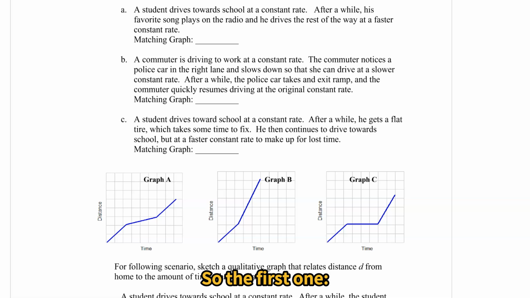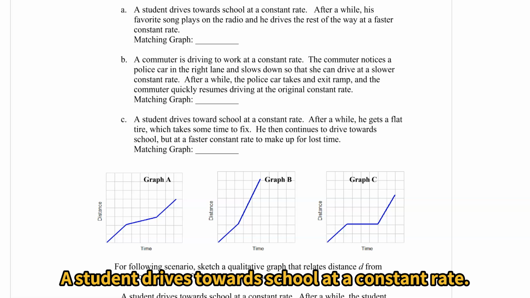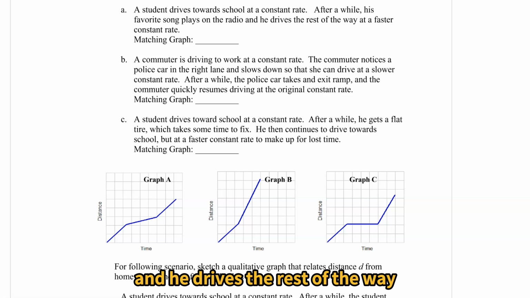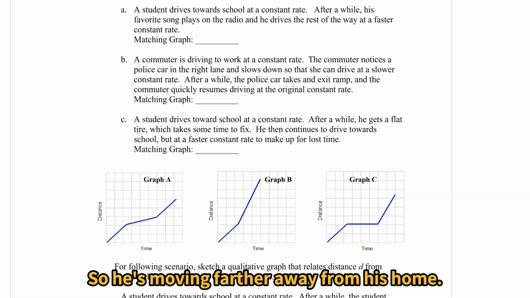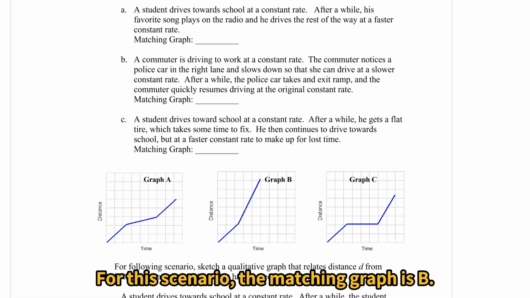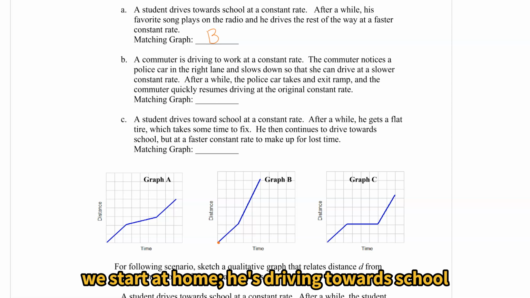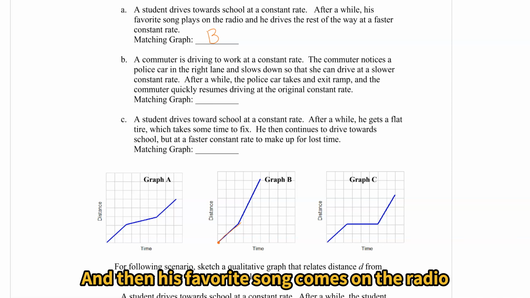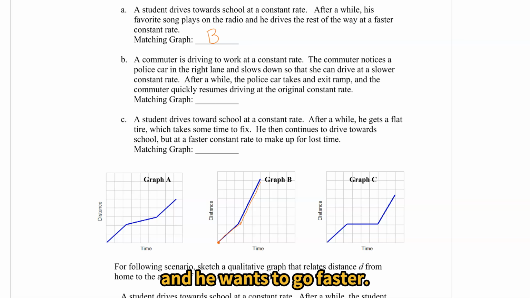So in the first one, a student drives towards school at a constant rate. After a while, his favorite song plays on the radio, and he drives the rest of the way at a faster constant rate. So he's moving farther away from his home. For this scenario, the matching graph is B. We start at home. He's driving towards school away from home at a constant rate. And then his favorite song comes on the radio, and he wants to go faster.